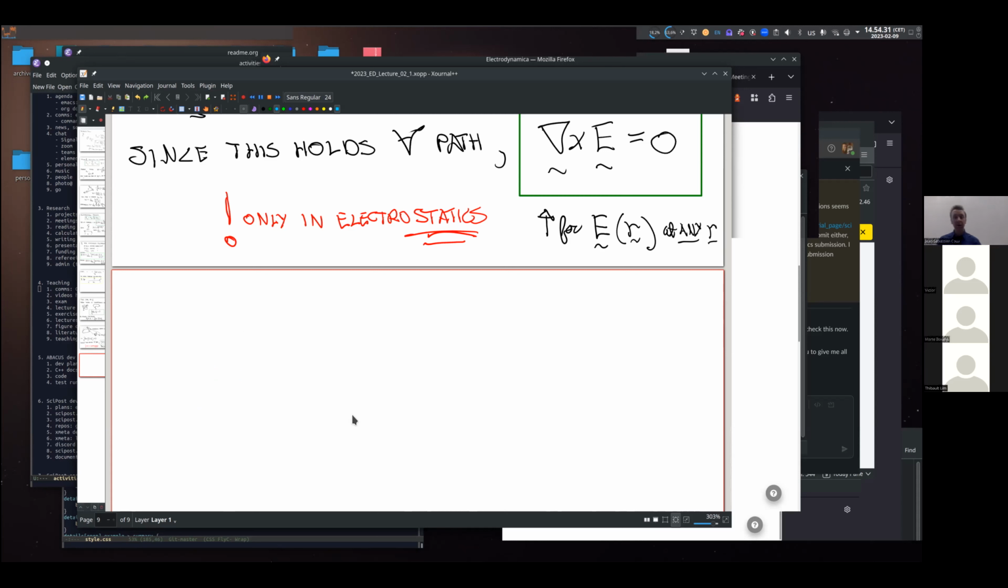Now there's another extremely important relation for our electrical field. Have you studied Helmholtz's theorem in your first course? No? So what Helmholtz's theorem states is that if you give me the divergence of a vector field and the curl of a vector field, I know the vector field modulo a constant.